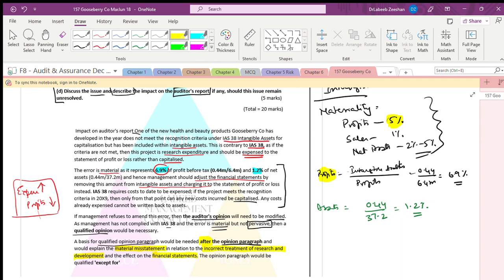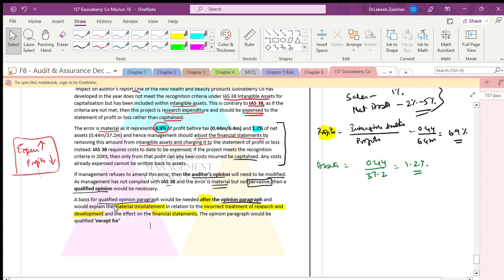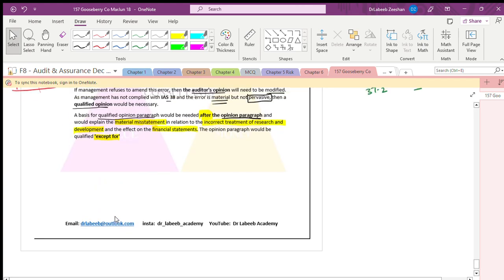Here students will find it a little bit challenging. I will not say difficult, I will say challenging. Except for this, other things are fine. The opinion would probably be qualified, 'except for'. Only the problem is here, whereas other things are as per the requirement.